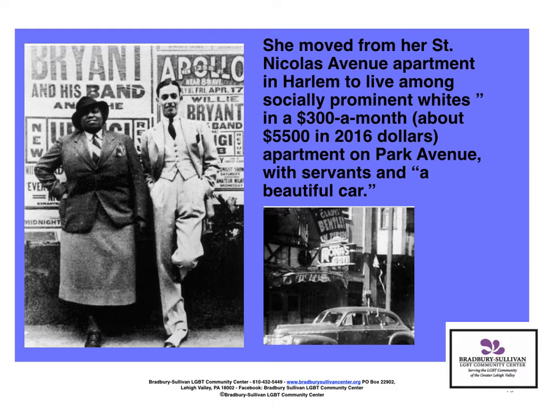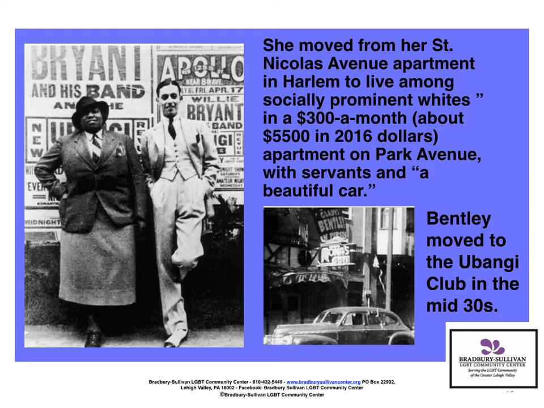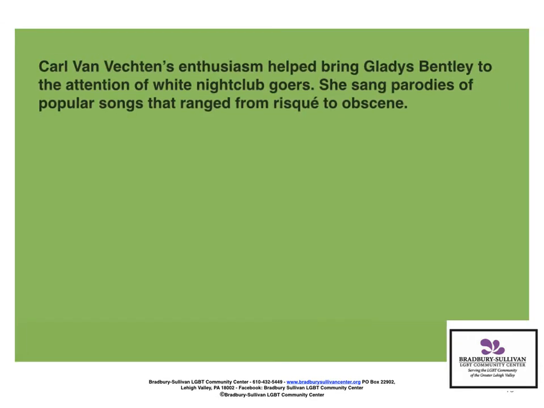But her apartment was $300 a month, which would be equal to about $5,000 to $6,000 now. And it was on Park Avenue, and she had servants, and she had a beautiful car. She was really successful, and she moved from the Clam House, where she had started out, to the Ubangi Club in the mid-30s because that was a much bigger club, although it was still in Jungle Alley, which means that black people and white people could see her show.